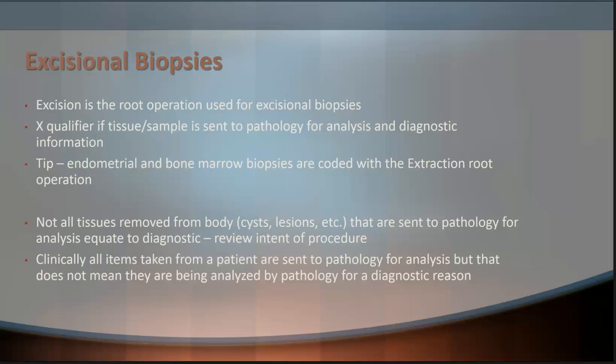The one exception is if a patient is having an endometrial biopsy or a bone marrow biopsy. In those particular cases, because of the anatomical location, because of the type of tissue or substance that's being removed, the root operation is extraction, because it's being pulled out of something. Bone marrow is being pulled out of the bone. Endometrial tissue is being pulled out of the uterus. So the root operation has to relate to how this is being done by the surgeon, and that would be the word extraction.